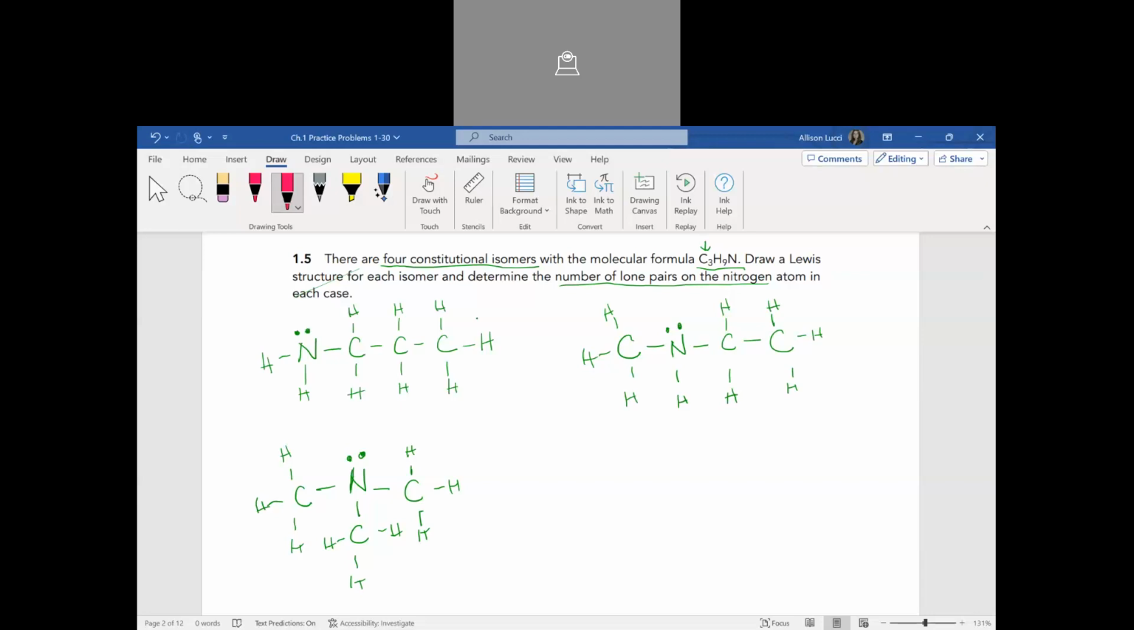The last structure would be if we have all 3 of our carbons in a row and then the nitrogen coming off as a side chain. So let's fill in our hydrogens here around the carbons. There'll be 3 on each of the end carbons, 1 on the middle carbon, and then we see our nitrogen would have 2 more because we only had 7 there, and then that will leave a lone pair. So all of the nitrogens have the same number of lone pairs, 1.